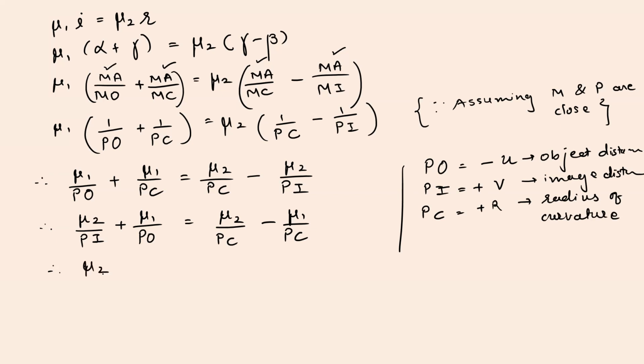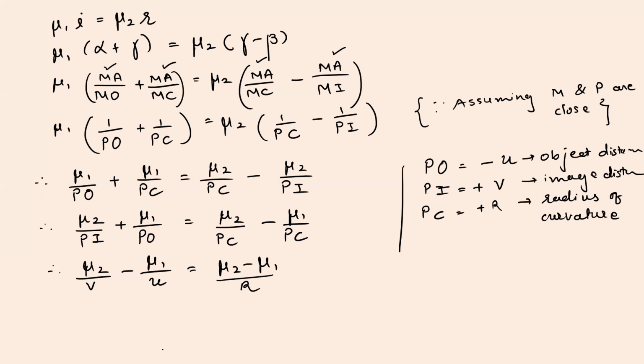So it is mu2 by v, where PI is positive, and this is negative. So I am taking minus mu1 by u only, because u is negative. Mu2 minus mu1 I can take common, and by PC will be same only, that way we can write, and that is R. This is your answer.